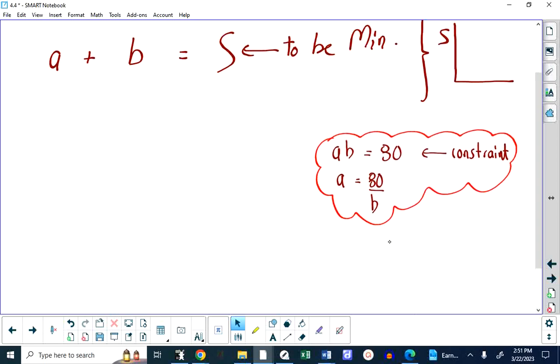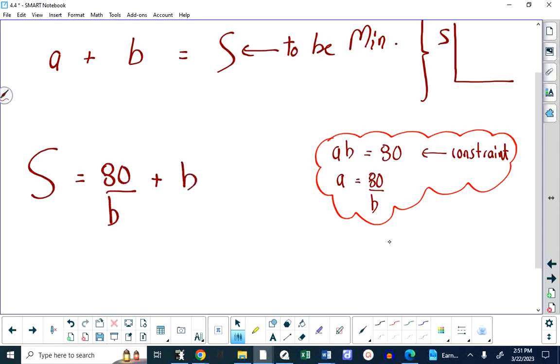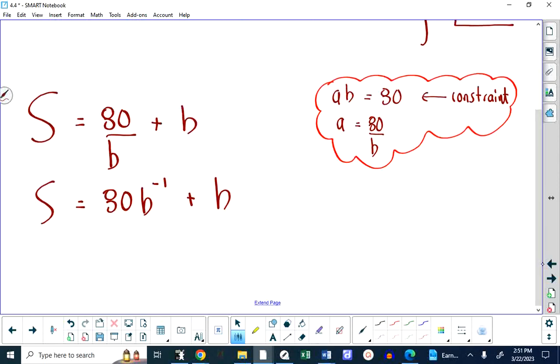This means that our function now, S, which is to be optimized, is A, which is 80 over B, plus B. To make differentiation as easy as possible, let's move that B up top, and we're ready to finish the problem. dS/dB equals negative 80 B to the negative 2 plus 1.